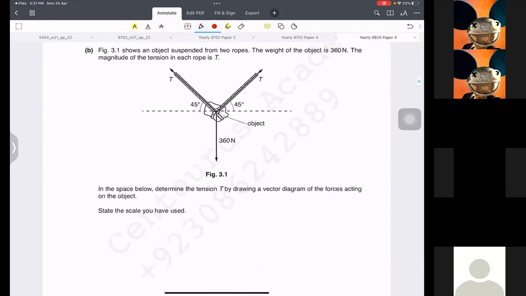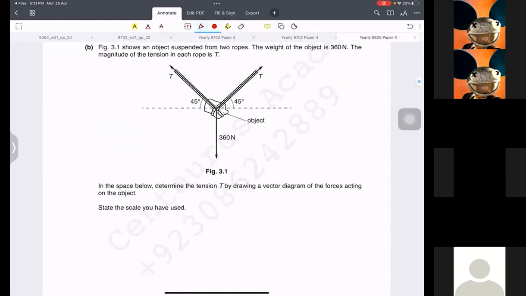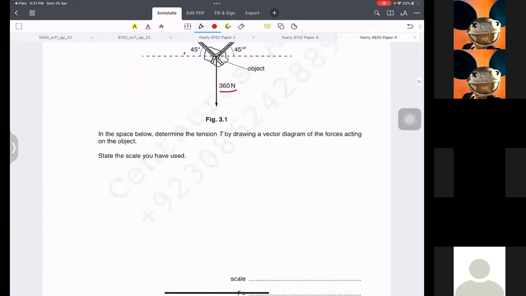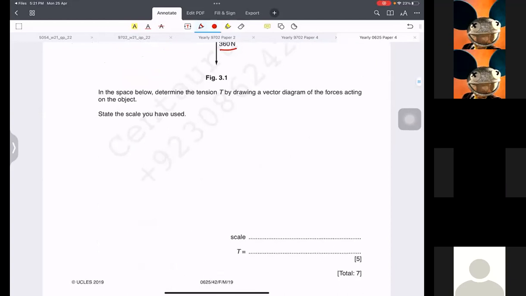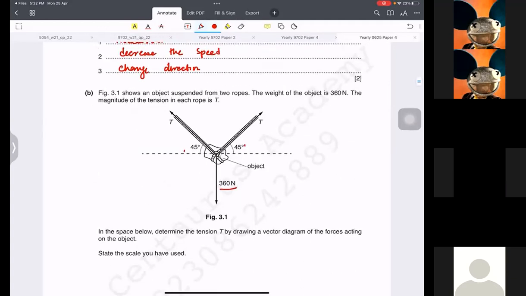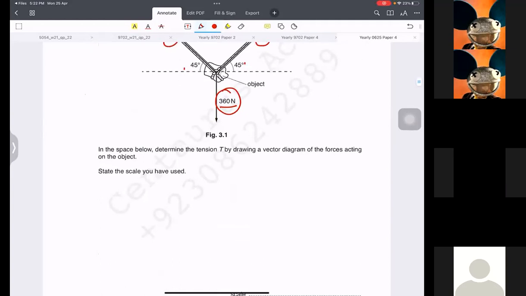Okay, so now we have this and they say state the scale used. So now if you look at it, there's 360 newtons and 45 degrees, and it says by drawing in the space below, determine the tension T of the vector. This is important: if I could find the resultant of these two, that resultant should be equal to the weight that is right here. So I'm going to put a dot here.